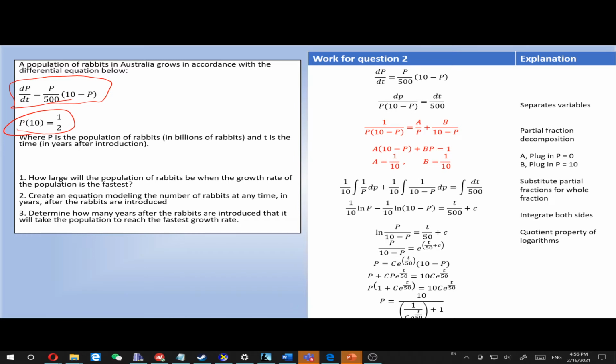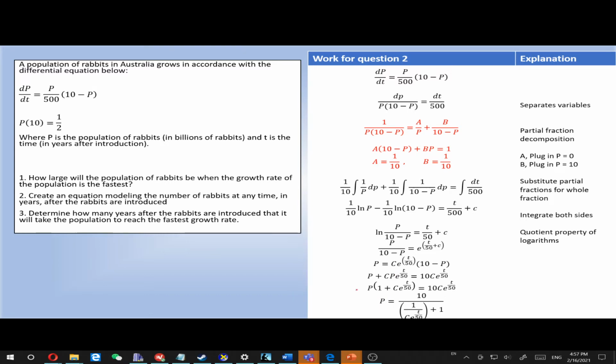Solve this last one. Determine how many years after the rabbits are introduced it would take the population to reach the fastest growth rate. So we said our population will reach the fastest growth rate when p is 5. So what we need to do is plug in our point, get our form for this equation. Once we have a general equation, p at any time t, I'll plug in p equals 5 and we'll solve for t.